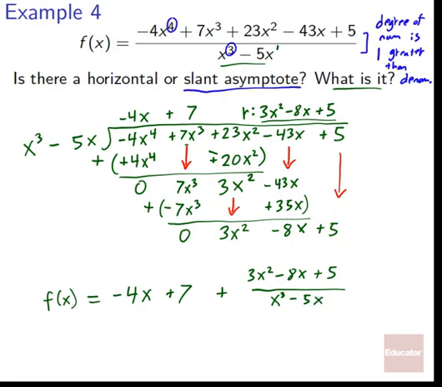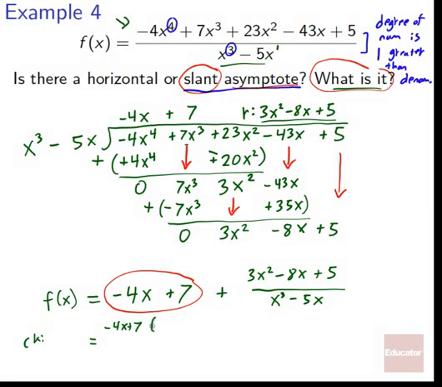So our answer for what our slant asymptote will wind up being is going to be the part in the front, negative 4x plus 7. That's our slant asymptote. Now we can also check our work at this point by just making sure that if we combine these, we get back to our original function. So let's put them over a common denominator. We have negative 4x plus 7 times x cubed minus 5x over x cubed minus 5x.